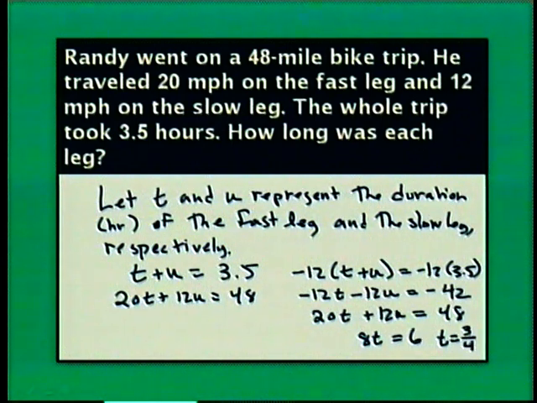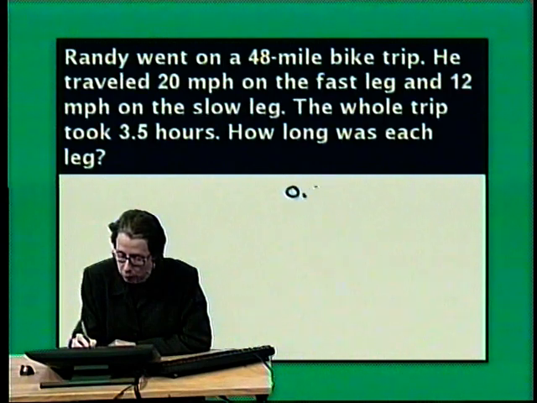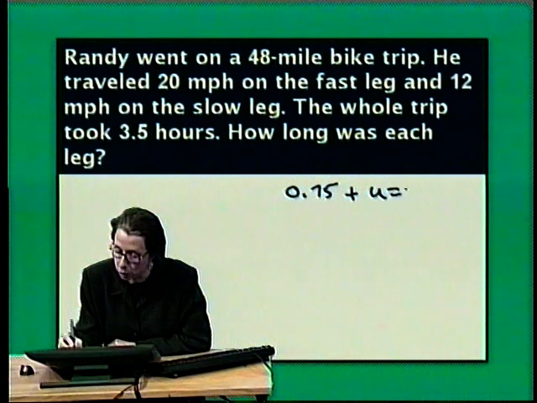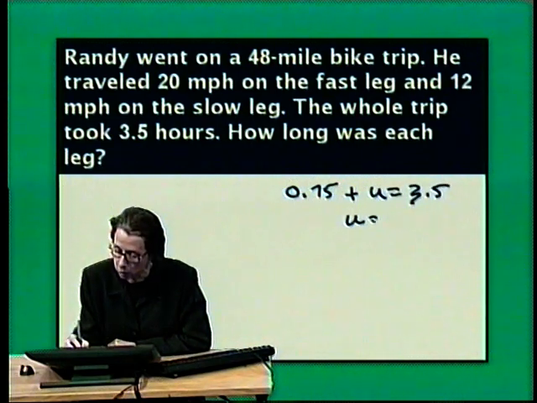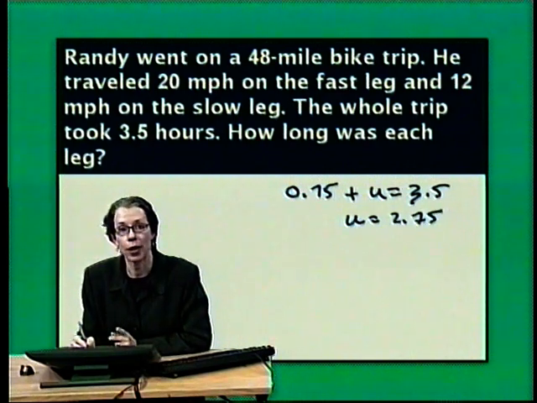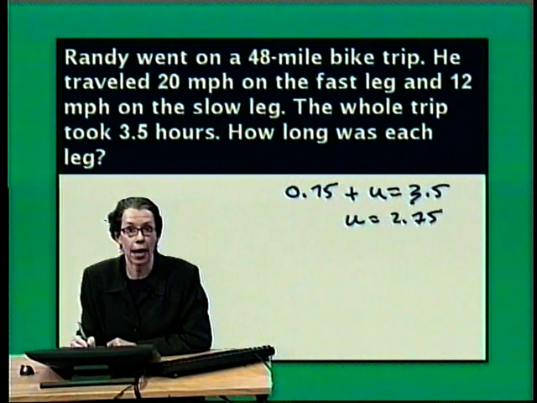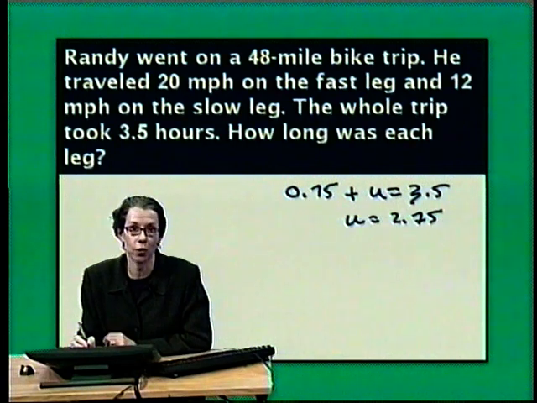So t is 3/4. We need to figure out the length of u, the slow leg. So now I know that t plus u, so I'm going to write t as 0.75, plus u equals 3.5 hours. So u is going to equal 2 3/4 hours. So I know that the duration of the fast leg was 3/4 of an hour, and the duration of the slow leg was 2 3/4 hours.